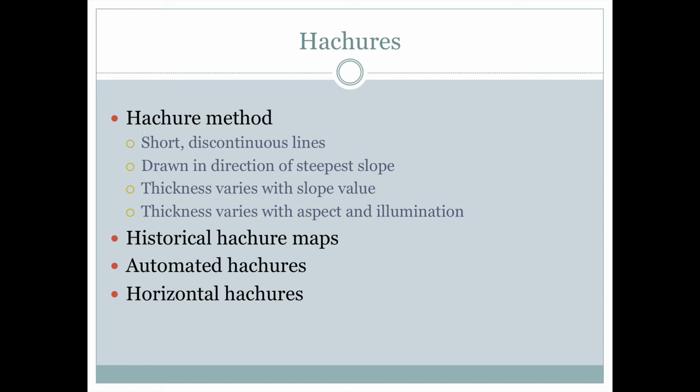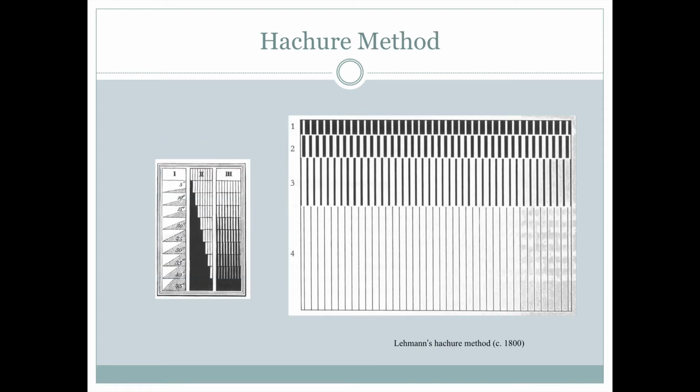Let's take a look at some historic Hachures maps and talk about some automated methods here. This shows an article from 1800 on how these Hachures worked. If we have steeper slope, we would put our black lines so close together that they basically fill up all of the area. But as the slope decreases, those Hachures lines get further and further apart.